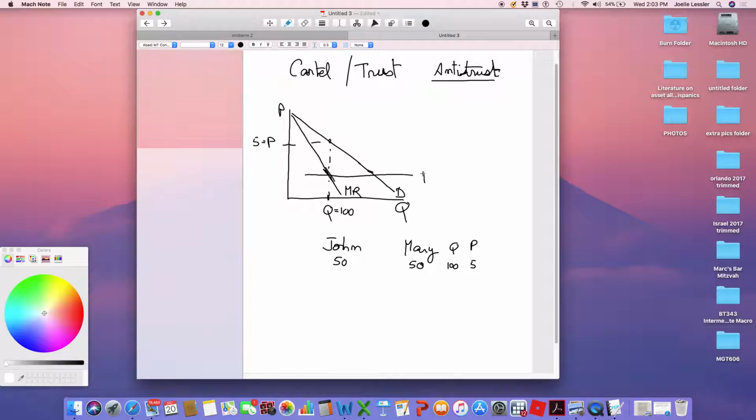We're going to say the marginal cost is equal to the average total cost is equal to 2. It's a constant marginal cost, constant average cost. So how much profit do each of them make when they are forming the cartel? So when they stick to the agreement that each of them produces 50 units, how much profits do they make? So let's actually put profit for Mary and profit for John.